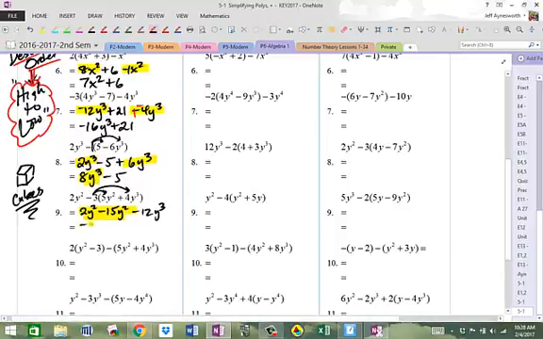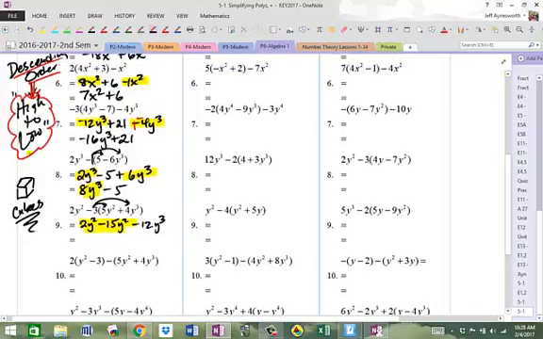So -13y squared, but I'm going to notice here that I have a higher degree term, so I'm going to write that first. Why? Because I talked about earlier, we want to write in descending order. That's high to low. So you start off with a -12y cubed, and then 2 minus 15 is a -13, so -13y squared. Okay, descending order, high to low.